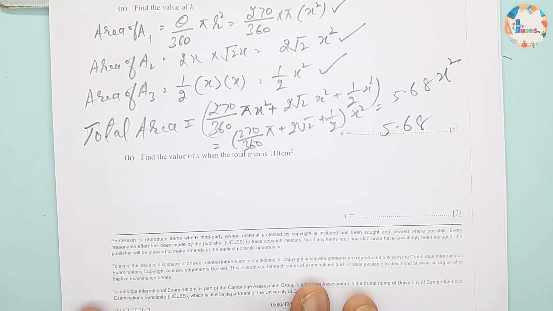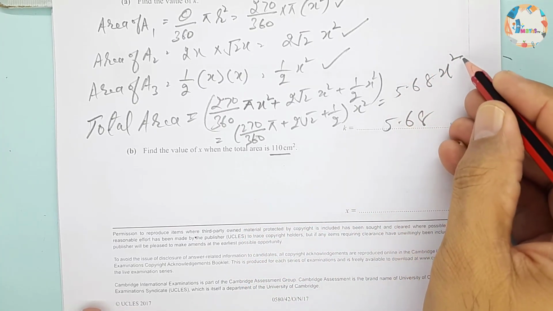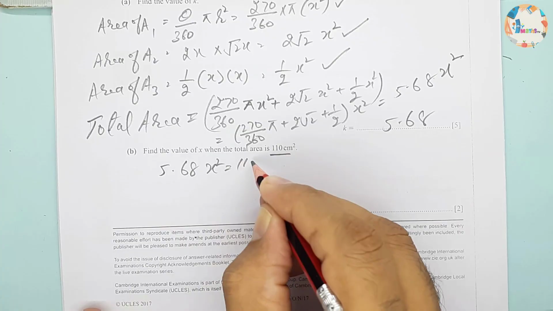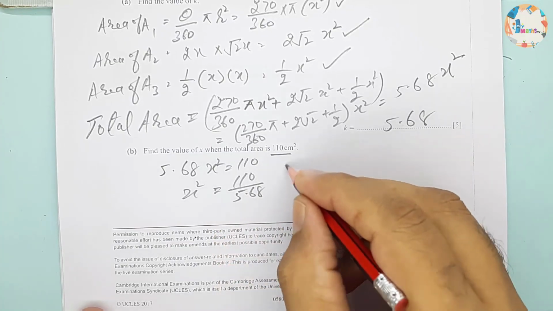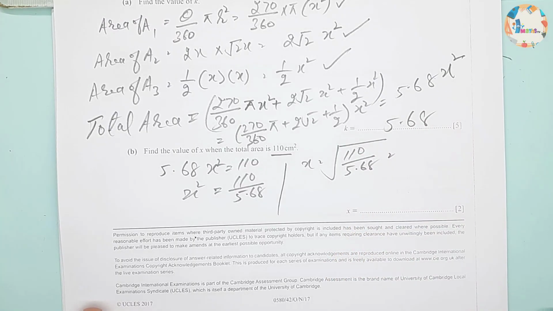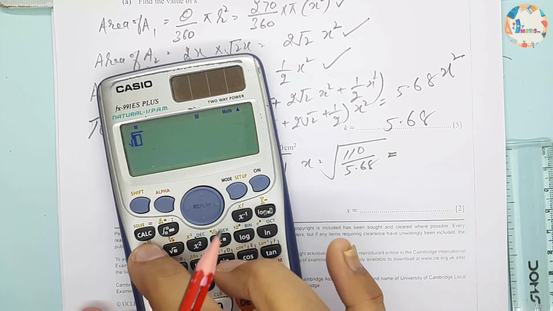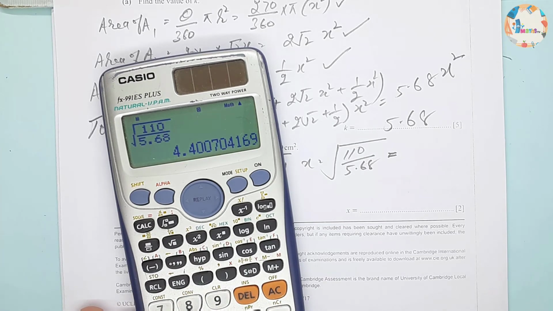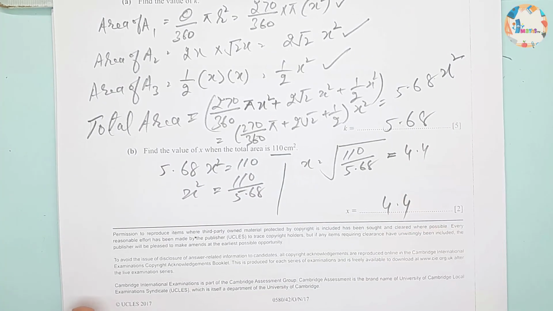This is done. Find the value of x when the total area is 110. So we got this area is 5.68 x squared. So we can write 5.68 x squared is equal to 110. So x squared will be equal to 110 divided by 5.68. So this implies x will be equal to the root of 110 over 5.68, and if we calculate this, this will be giving us 4.4. So we can write here 4.4. So 4.4 will be our answer.